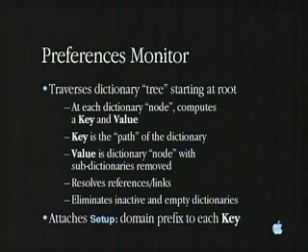So the mapping amounts to a dictionary tree traversal where we start at the root, and at each dictionary node we compute a key and a value. The key is the path of the dictionary within the preference, and the value is the node with all the subdictionaries removed. Also part of the mapping process, we resolve all the references and links. So there's a possibility that there are links inside the preference. We'll resolve those and fully populate them.